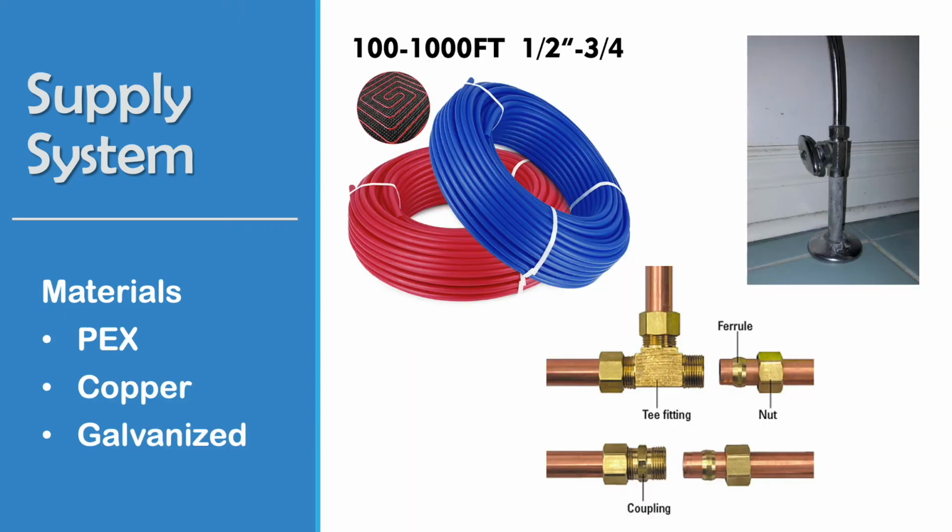The materials that we use for our supply, there's quite a few. Most houses, new houses, have switched over to PEX, which is a plastic-based plumbing line, and they are colored blue and red. Plumbers like them because blue is used for cold water, red is used for hot water, and they're very flexible. They can move around. The image on the previous slide was PEX.